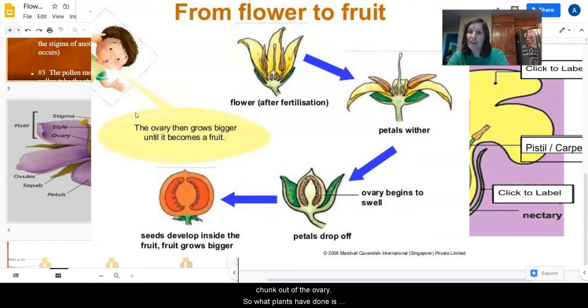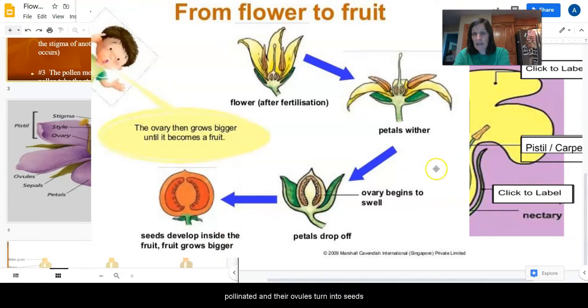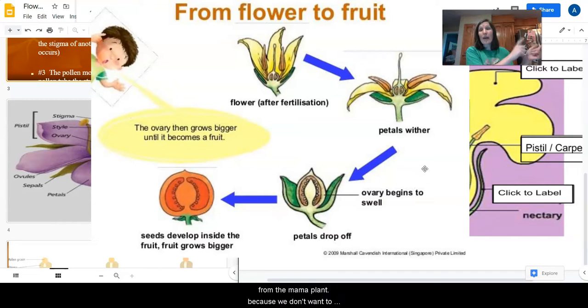So what plants have done is they have this adaptation where after they have been pollinated and their ovules turn into seeds, then the ovary is going to become the fruit, the fleshy fruit. And this adaptation is to help the seeds get carried away from the mama plant because we don't want to fight over resources. Water, sunlight, soil. We don't want to fight over any of that. So we want the baby, the seed, to be carried away from the mama.